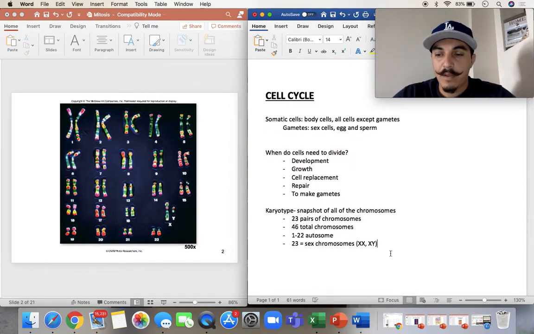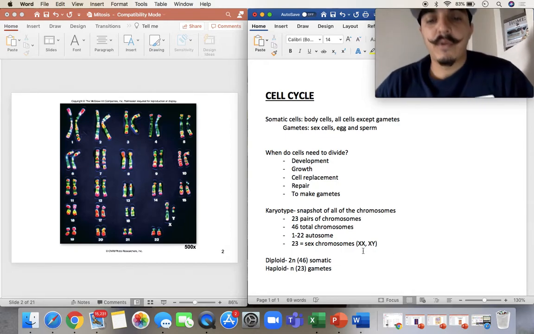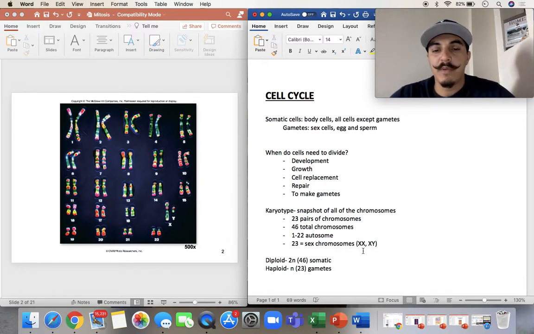Now we also have a couple of terms. I'm just going to lay down a couple of these terms so that when I talk about the whole process, you already know some of these words. We have diploid and we have haploid. What is diploid? When you say you have a diploid number of chromosomes, we call it 2N, which means all of them, so 46. This is in the body, all the somatic cells. Haploid is half. We call it N, half, which is 23, and it's our gametes. So when we talk about a diploid cell, or diploid number of chromosomes, after division the haploid number of chromosomes appears. You can take that, okay?